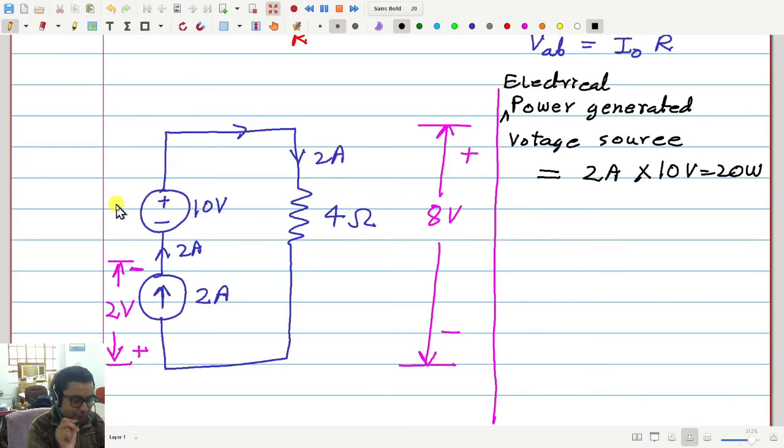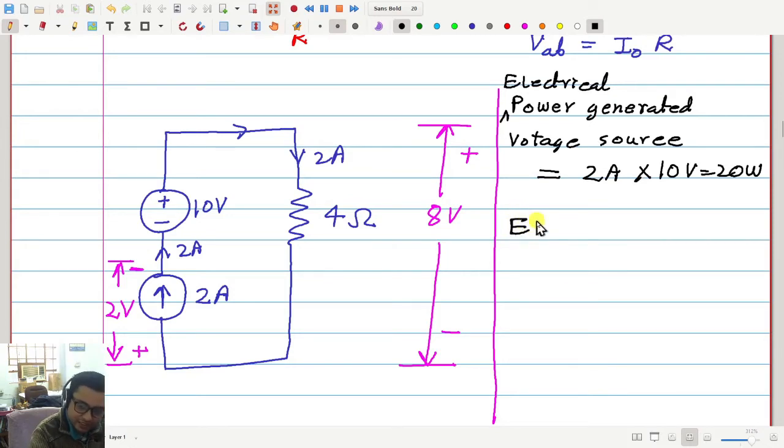How do we know that? Because you see, this voltage source is pushing the positive current from lower potential to a higher potential. So it is pushing positive charge against its natural tendency, from lower to higher potential. That means it is generating electrical power at the cost of maybe chemical or mechanical power.